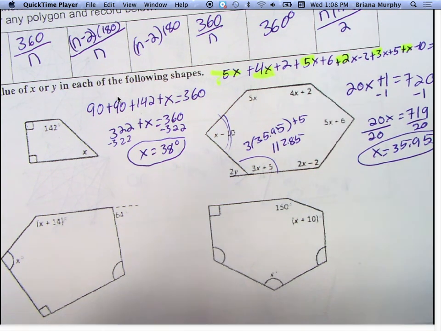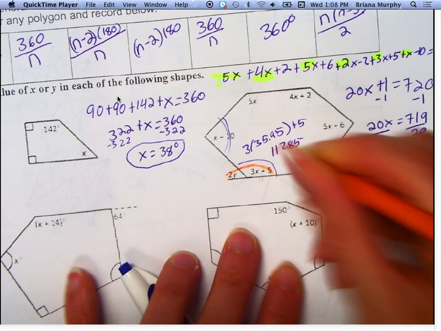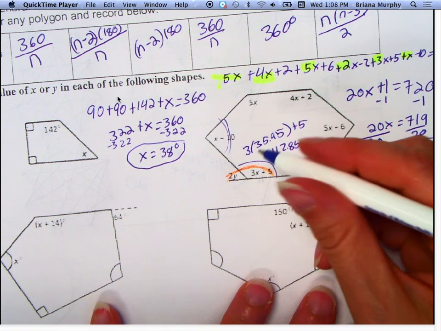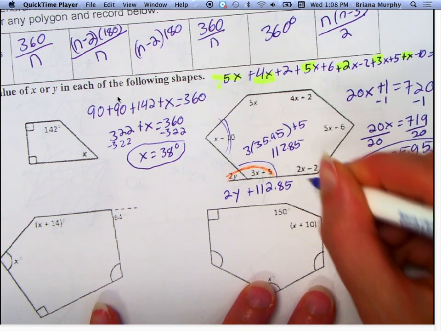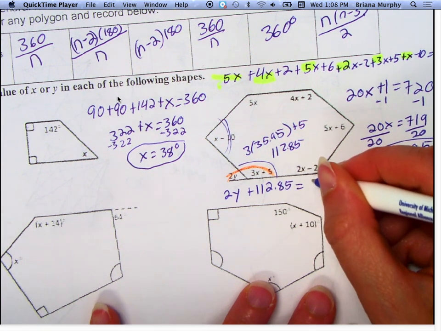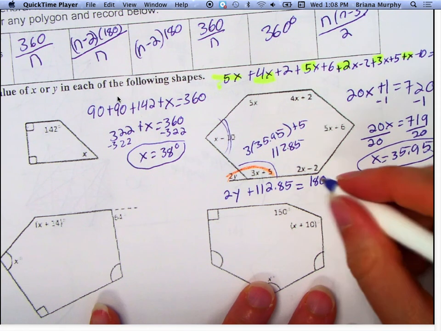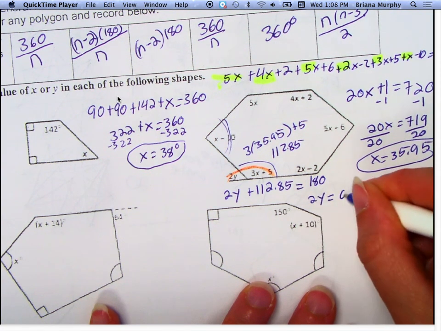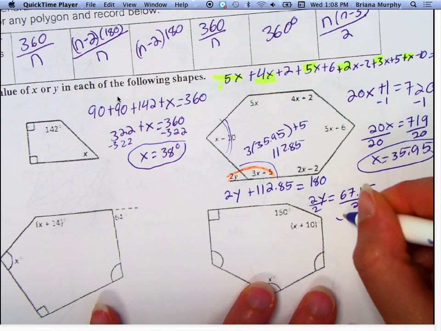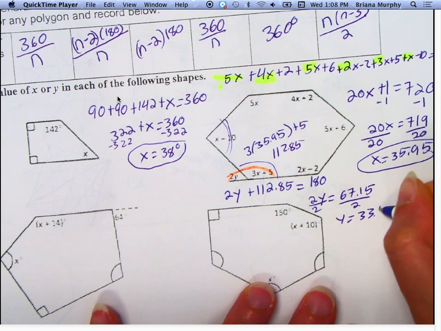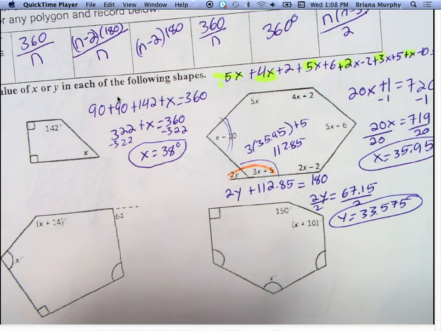And then when I add these two together, what do these two equal? 180. So I'm going to say 2y plus 112.85 equals 180. So 2y equals 67.15, divided by 2 means y equals 33.575. Okay, I'm going to give you some time now to work on these next 2 problems.